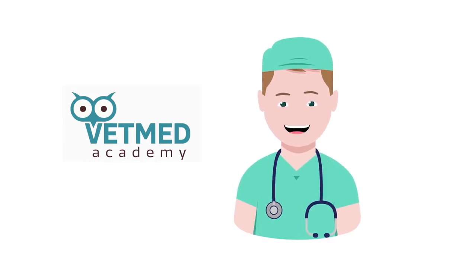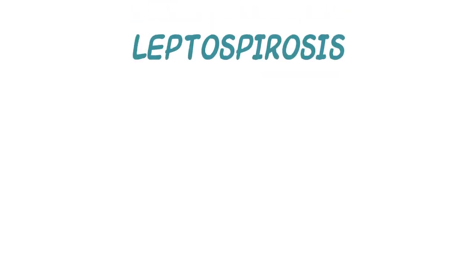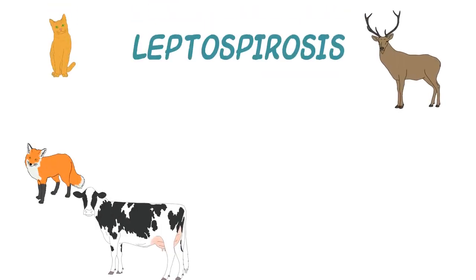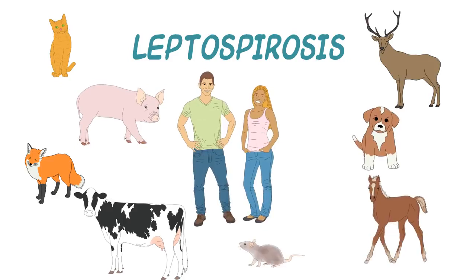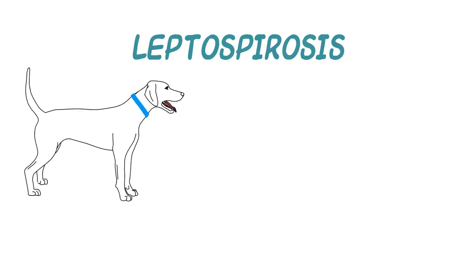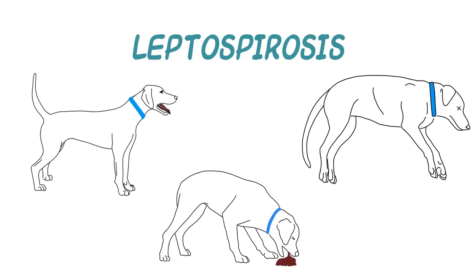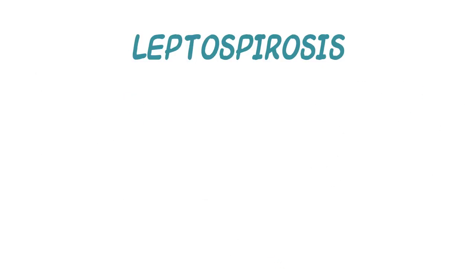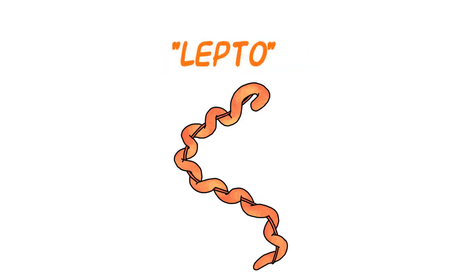Today we're going to be discussing leptospirosis. Leptospirosis is a disease that can affect virtually all mammals, including man. As such, it is called a zoonosis and is seen around the world. The disease can cause anywhere from a mild subclinical infection to death due to organ failure. It is caused by infection with pathogenic species of Leptospira. From here on, we'll call the disease lepto for short.